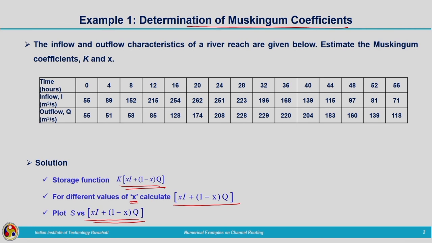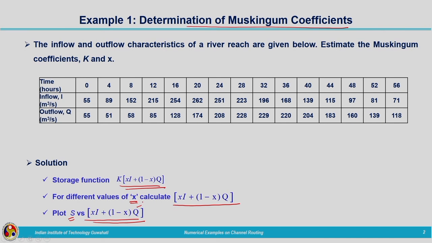After that, we fit a straight line to the data points. Whichever graph is closer to that straight line is considered the proper one, and the value of x corresponding to that particular graph is taken as the actual x value for the given data. So now let us proceed to calculating the values. We need to calculate the storage value S and also x I plus (1 minus x) Q.